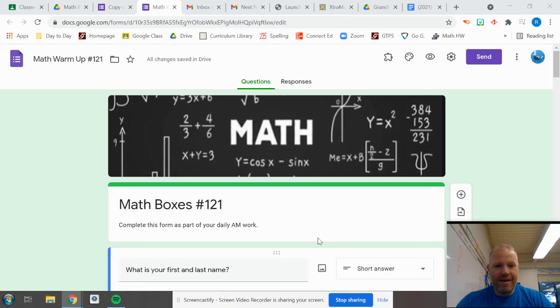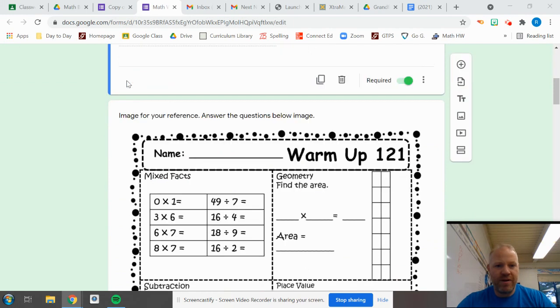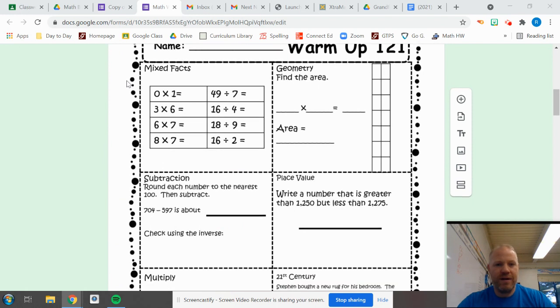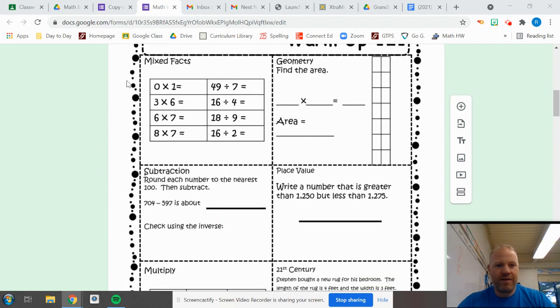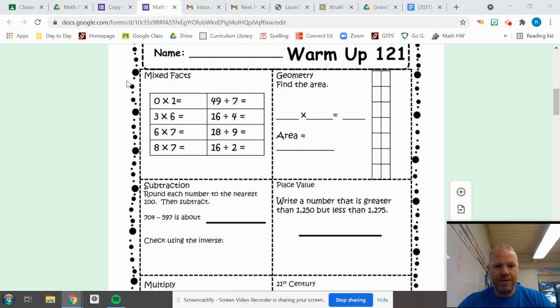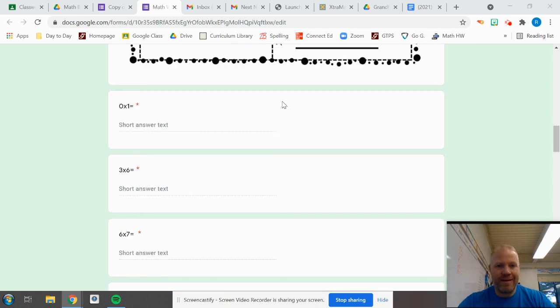We're on number 121. Don't forget to put your name in the box above. Then come on down here and let's check out our morning work for number 121. We're going to start with our mixed facts, addition, multiplication and division, subtraction, multiplication, geometry, place value, and our challenge problem. So let's get it started.